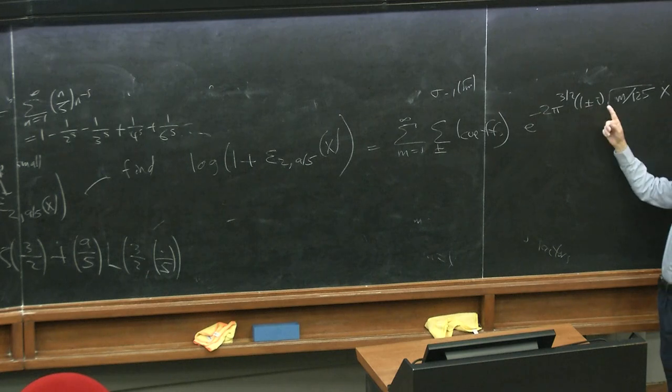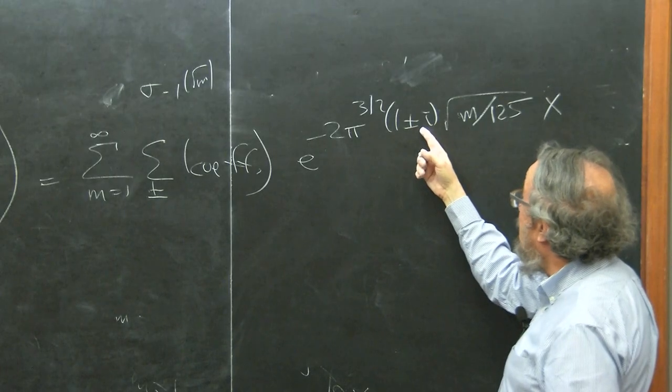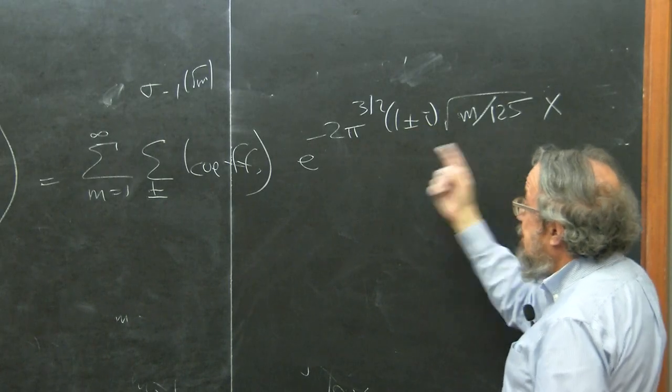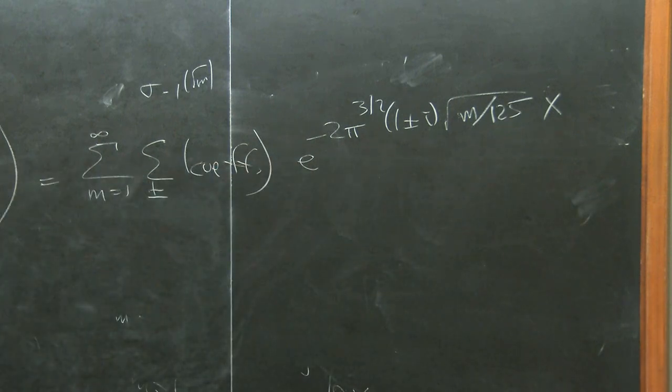You get a pure exponential times the cosine or sine with the same number because it's 1 plus or minus i. So that's very nice. That's good, what you would expect. But this coefficient is really kind of a nuisance. And so I'll just tell you briefly and then give you the final formula.